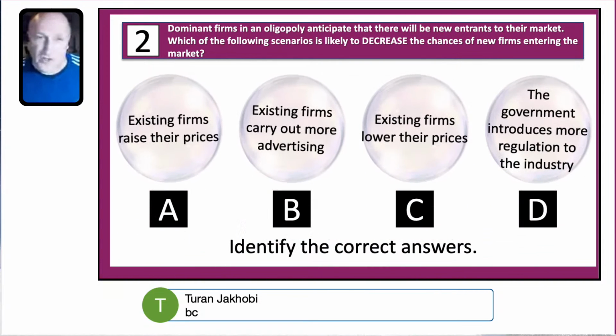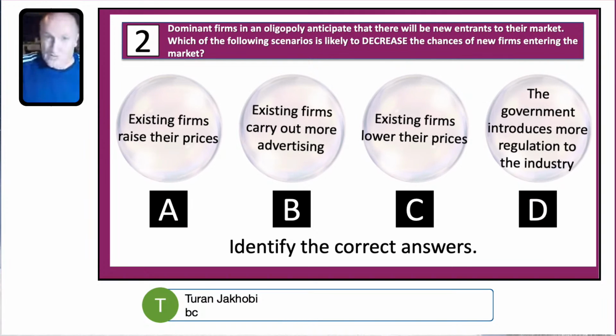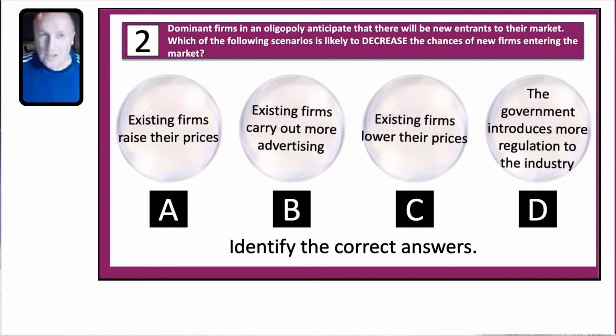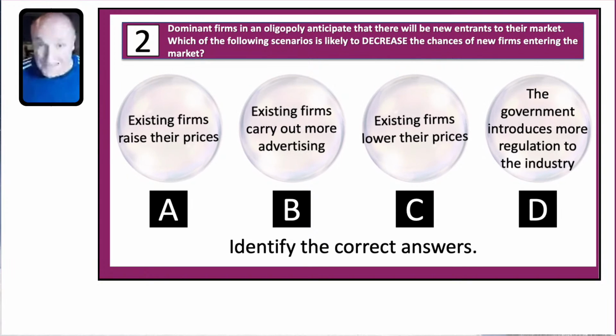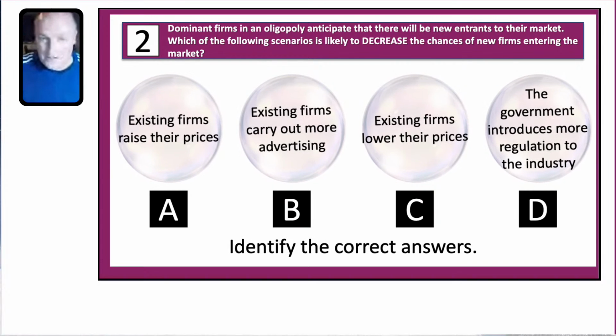Okay, next one. Next bubble quiz question. Now, this is a great question. Dominant firms anticipate there will be new entrants to their market. Which of the following scenarios is likely to reduce the chance of new firms entering the market?